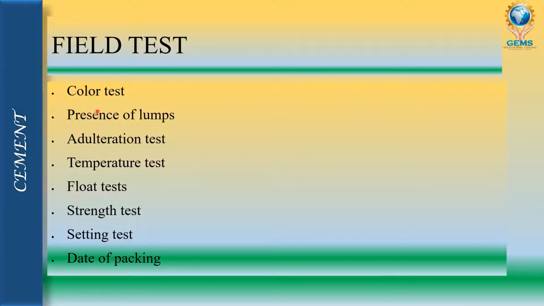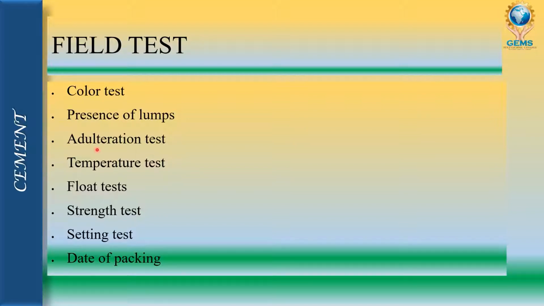Let's see in detail. Color test. Color test is nothing but take a bag of cement and see the color of cement. If the color of cement is greenish gray color, that shows the cement is good. Presence of lump. Take a bag of cement, open it, and if you see presence of lump, that means a solid mass of cement inside that bag, that shows cement bag has absorbed moisture from atmosphere. If there is presence of lump inside that bag, reject that cement. It should not be used for construction site.